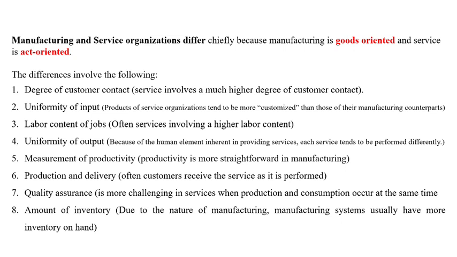First one being degree of customer contact. In the service industry, you meet the customer much more. A product is not like that. The product comes from the plant, goes through logistics, and then you're delivering it to the shop or to the person. But service involves much more degree of contact with the customers. Next one, uniformity of input. Products of service organizations tend to be more customized than their manufacturing counterparts.